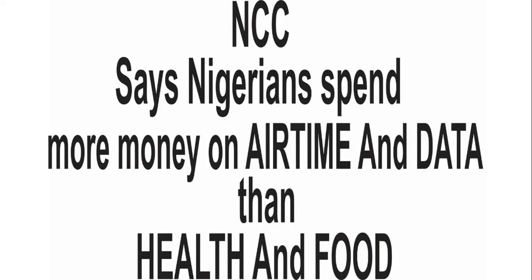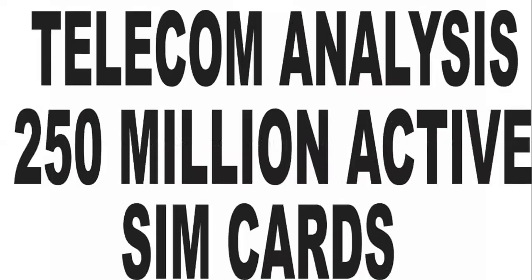NCC said Nigerians spend more money on airtime and data than on their health and food. Yes, they were buttressing the publication we saw that says that Nigerians spend more money on recharge card than food. NCC came up with their own analysis and discovered that actually Nigerians spend more money on airtime and data. And tonight, we are discovering 3 keys on how you are going to convert these expenses on airtime and data into a residual income. Ladies and gentlemen, look at what they discovered in the analysis.